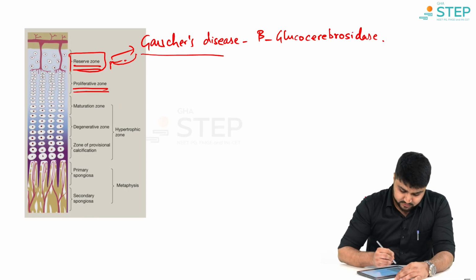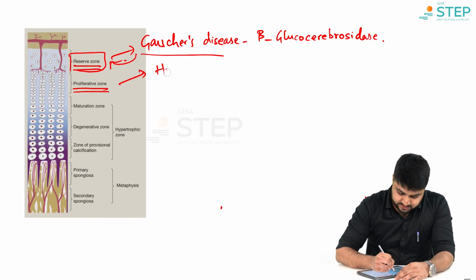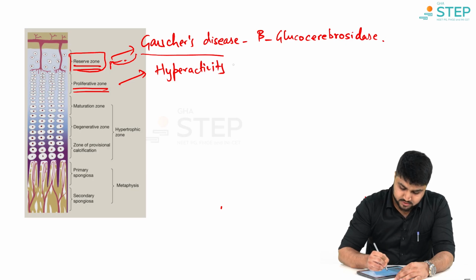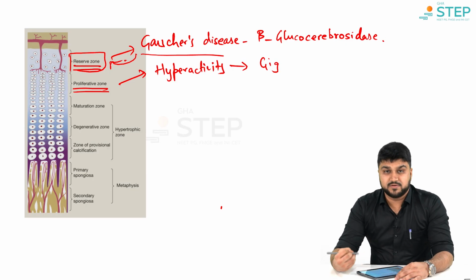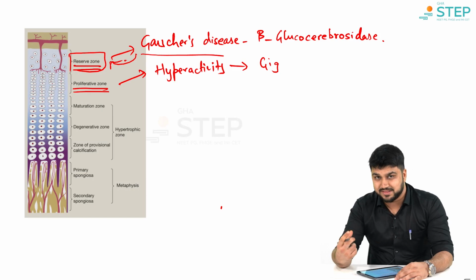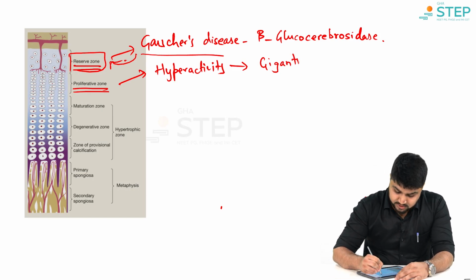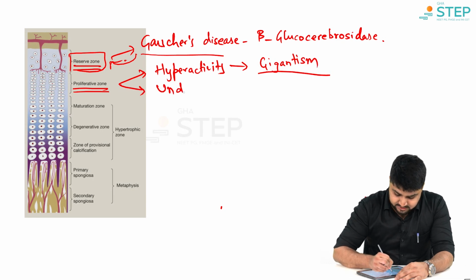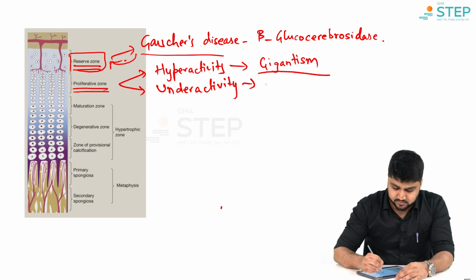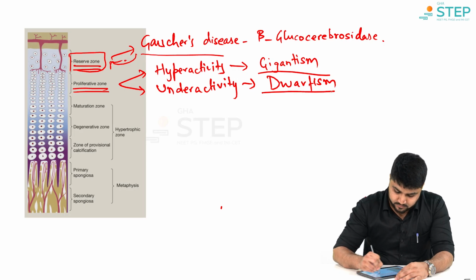In the proliferative zone, if there is hyperactivity, then it will result in gigantism. Basically, the activity of the proliferative zone will decide the final length of the bone and the final height of the person. So, hyperactivity will lead to gigantism and underactivity will obviously lead to dwarfism.